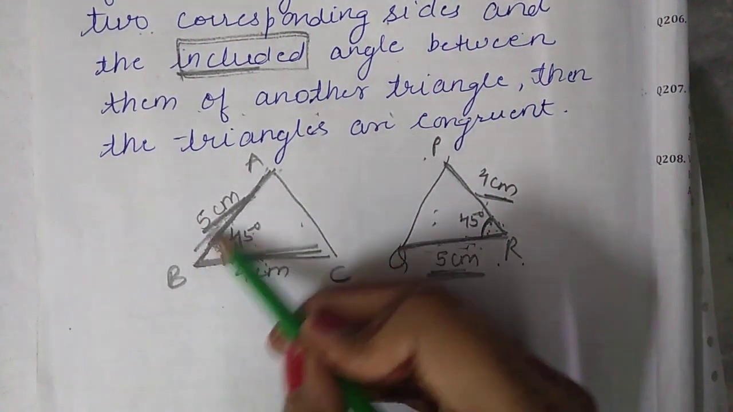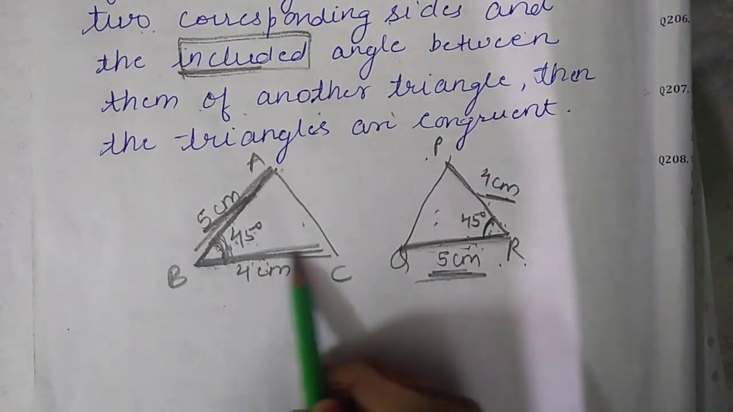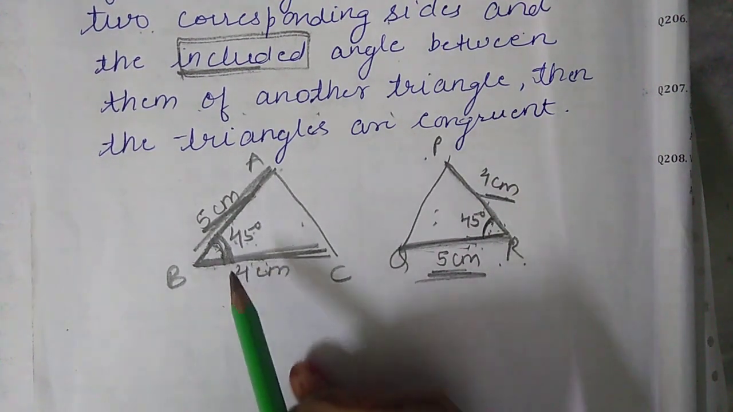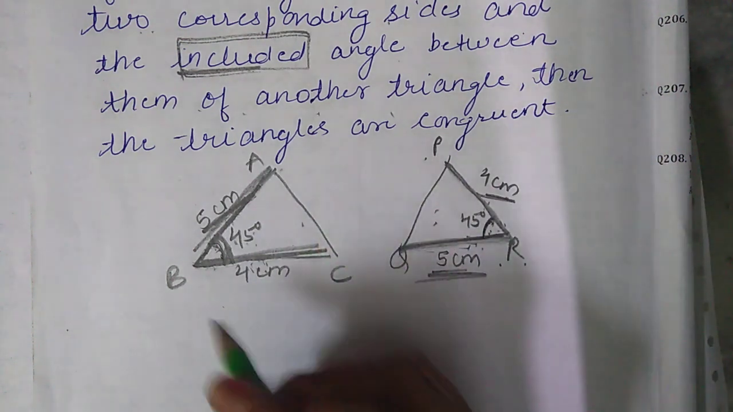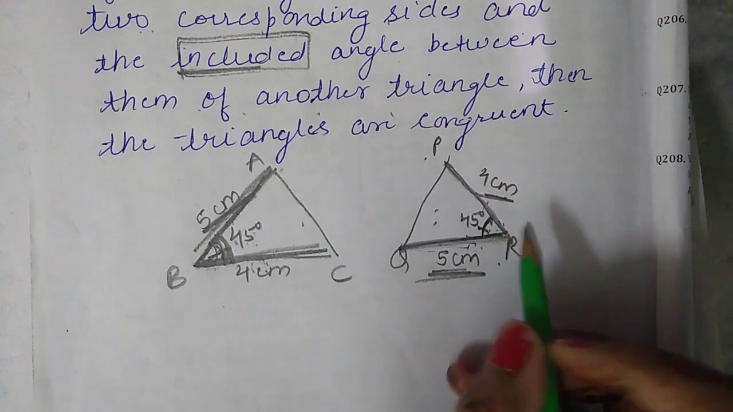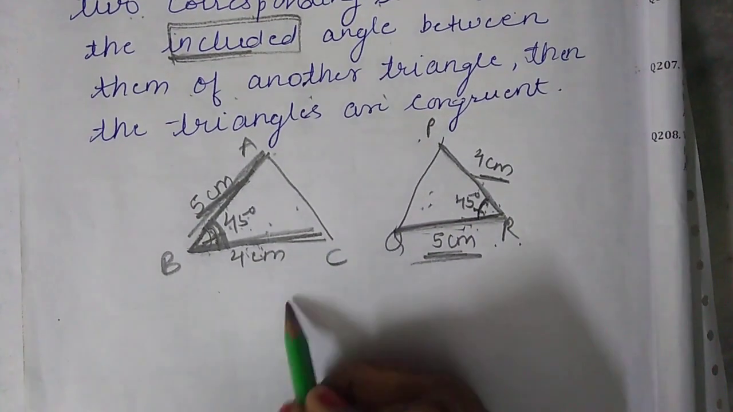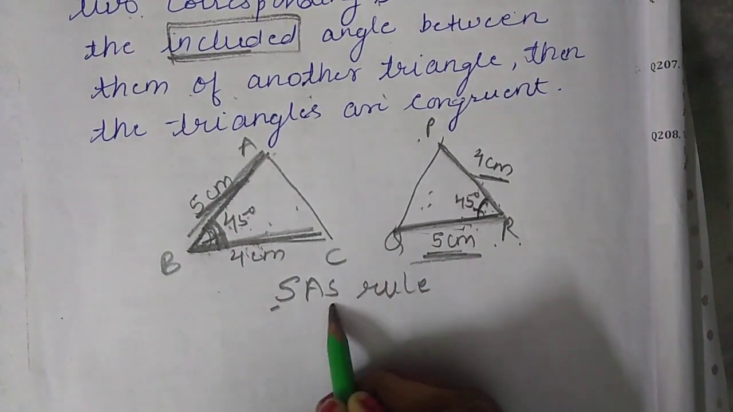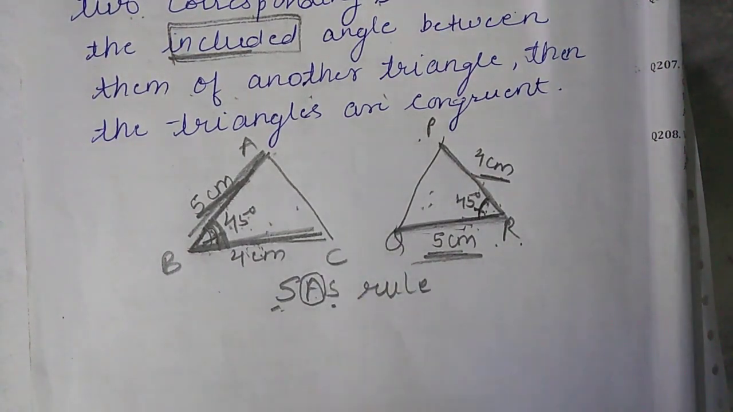It means this side AB is equal to this side QR, this side BC is equal to side PR, and this included angle means the angle must be bounded by the two given sides. Okay, that is angle B here. So angle B is equal to angle R. It means the triangles are congruent by SAS rule. SAS rule means two sides and the angle between the sides, that is known as included angle.